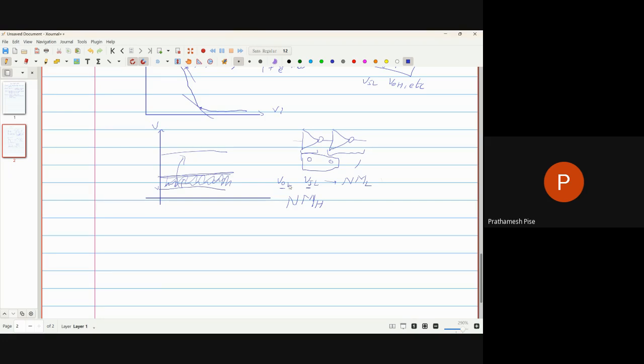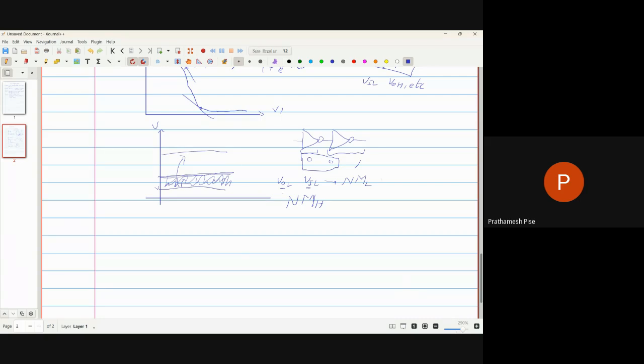Any noise in this region will get rectified by these gates. Any doubt in this? There are 22 people. No doubt. Okay, I'll go forward.